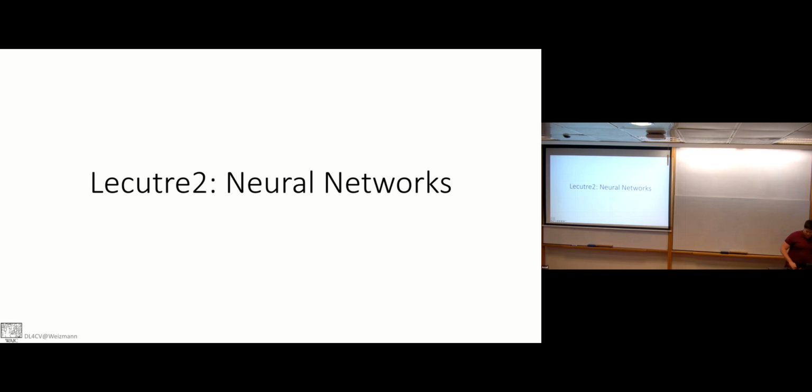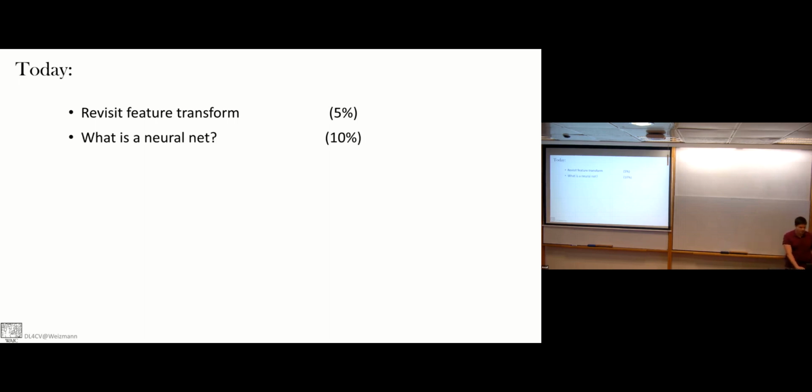So we're finally going to learn what neural networks are, and the way it's going to be, we're going to go to the point we left off the last time we met and talk about feature transform, and this will bring us to the idea of a neural network, and we'll define what it is and what it's made of.